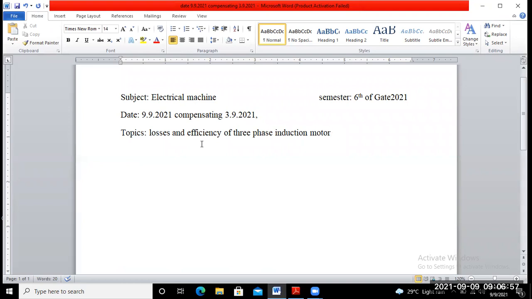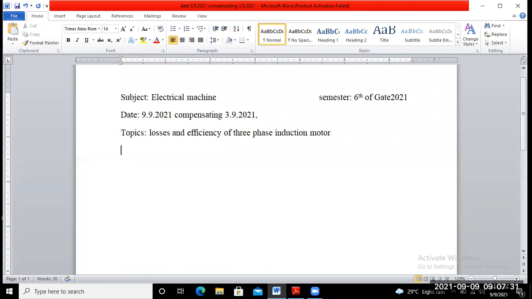So if you have the input power of the three-phase induction motor and are able to find the various losses that take place, then you simply subtract the losses from the input power, and you get the value of output power. Okay, so we can find the efficiency of the three-phase induction motor. First of all, we try to discuss the various types of losses that take place in the three-phase induction motor.